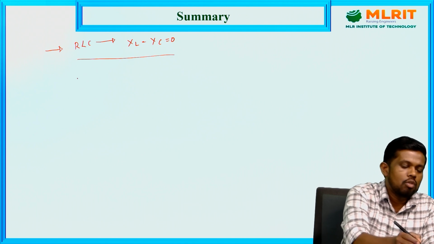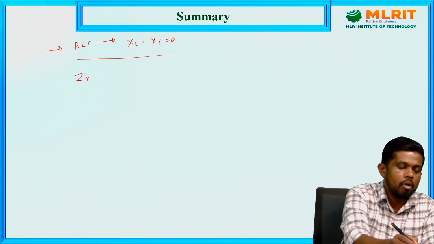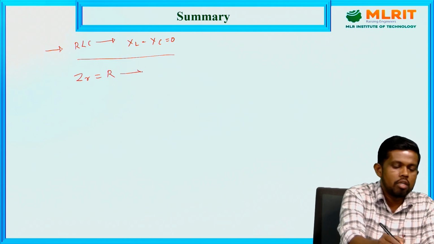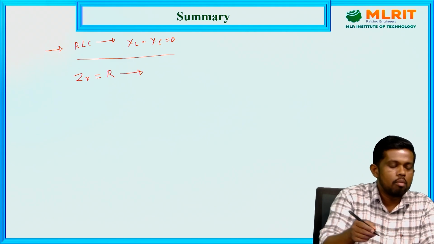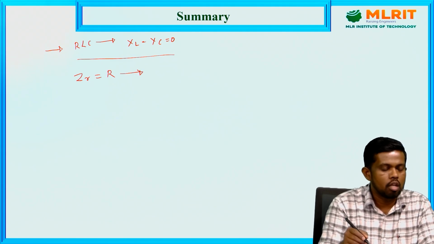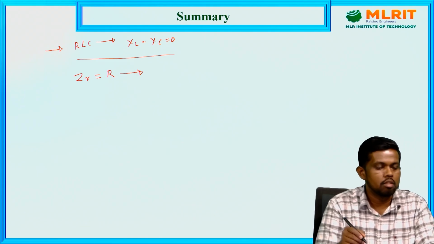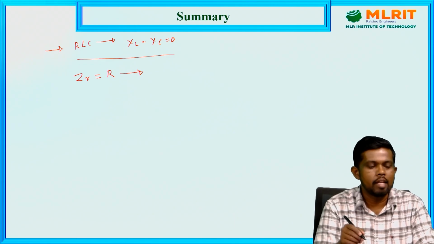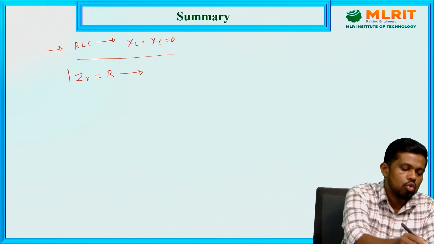Then we also found the network impedance value. Under the resonance condition, the network impedance is equal to R only. The impedance offered by the RLC series circuit, that is Z equal to R, we can call the dynamic impedance. I mean the impedance under the resonance condition is said to be the dynamic impedance, and that value is ZR equal to R only.